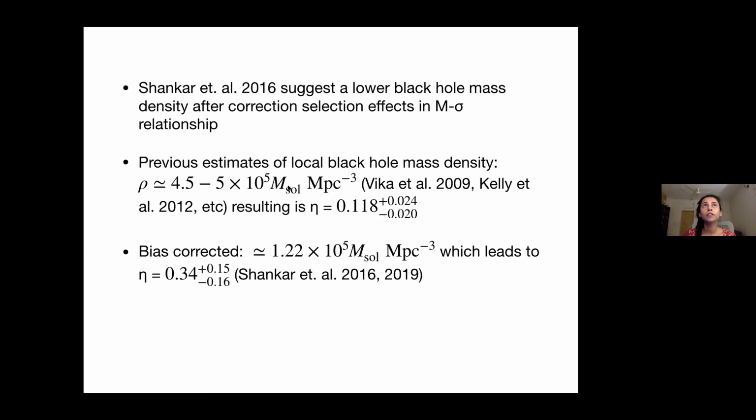The previous local black hole mass density was around 400 to 500,000 solar masses per megaparsec cubed. A recent correction to this was suggested by Shankar et al., which is about 4 times lower than previous estimates. Using the previous result, we get a radiative efficiency of around 12%. Using the new value, we get around 34%. But this is still a matter of debate, what exactly the local black hole mass density is, and we're going to discuss it a little bit more in a few minutes when we discuss our new black hole mass function.